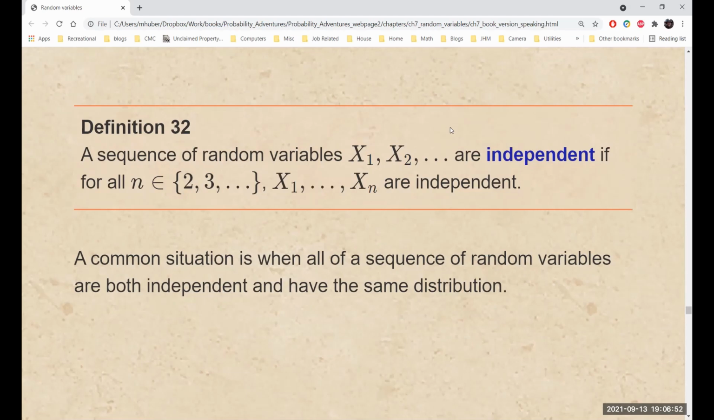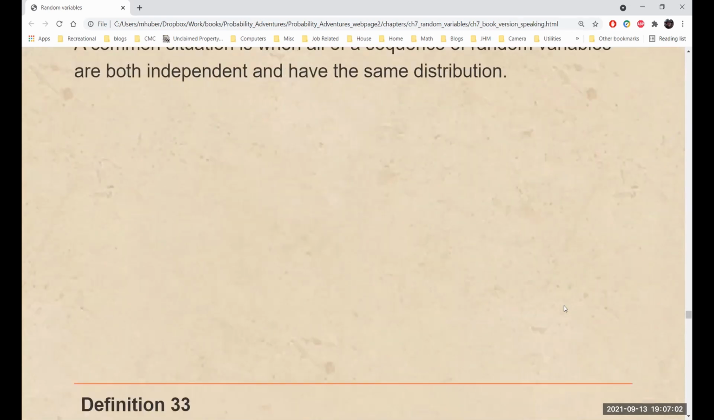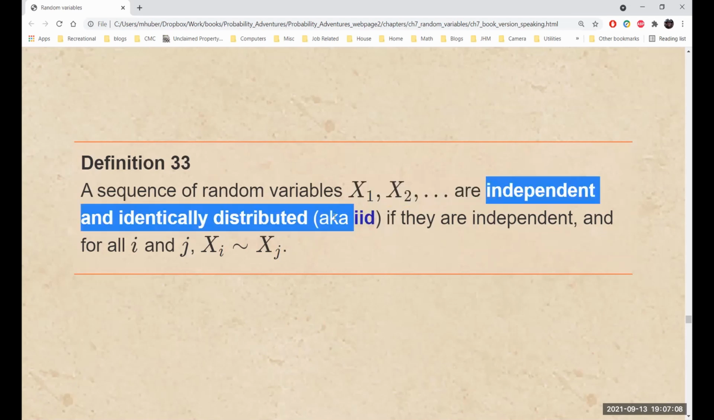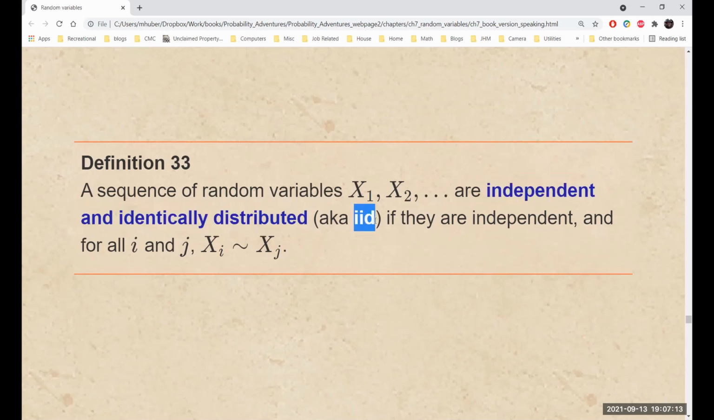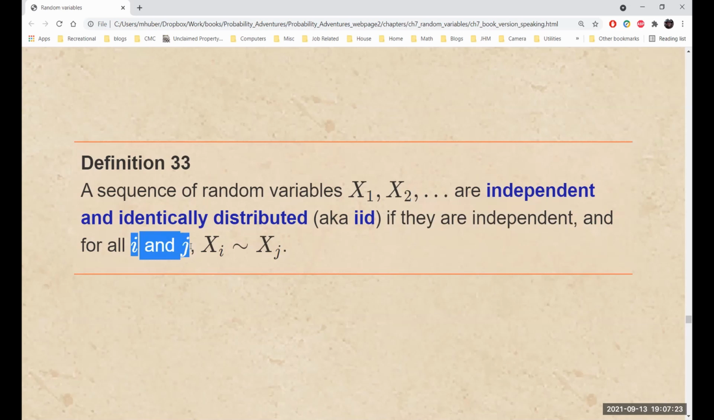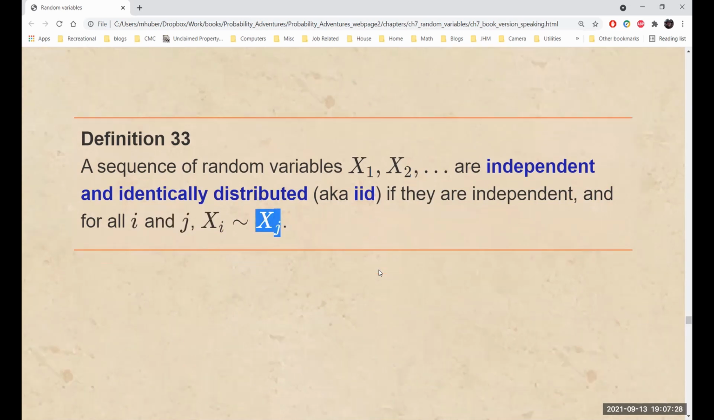Now, a common situation that we run into a lot in probability is when we have a sequence of random variables that are both independent and all of the random variables have the same distribution. In that case, we're going to call the sequence of random variables independent and identically distributed, which is kind of a mouthful, so we usually abbreviate that using the initialism IID. We're going to call it that if they are independent, and if for all i and j, X sub i has the same distribution as X sub j.